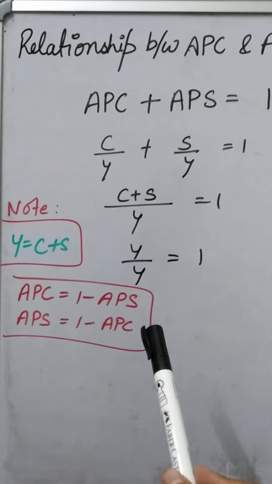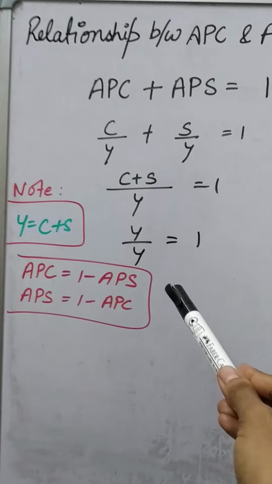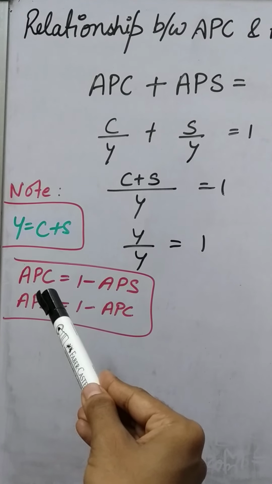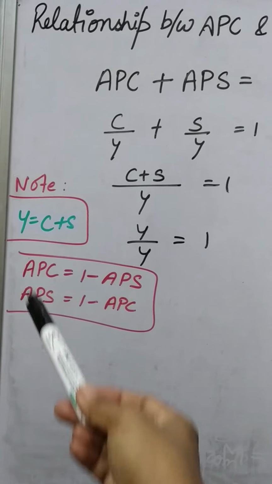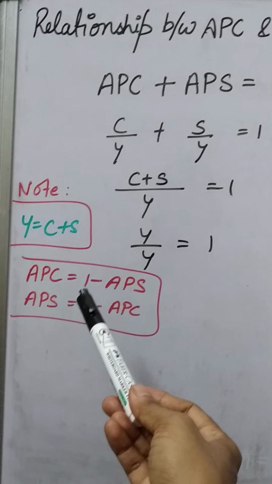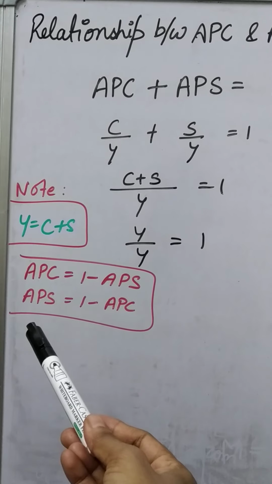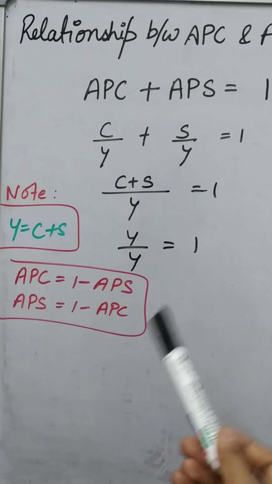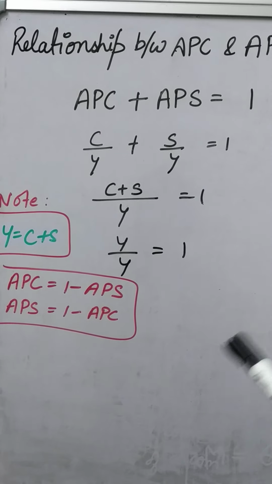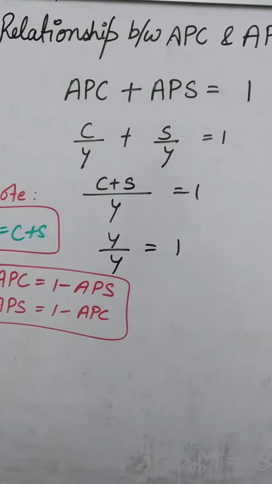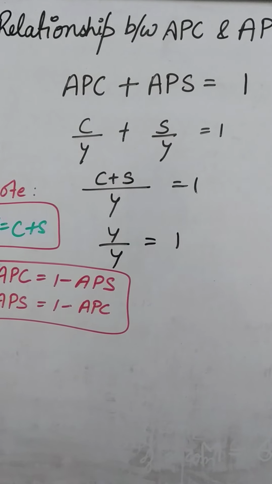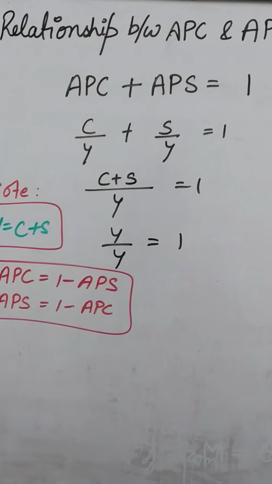It may be possible sometimes you will get APS, so you have to calculate APC, or maybe you have APC, so you have to calculate APS. So APC you can calculate by 1 minus APS, and APS you can calculate by 1 minus APC. So this is the relationship between APC and APS. That means both will become equal to 1 only. Their value will not exceed 1.